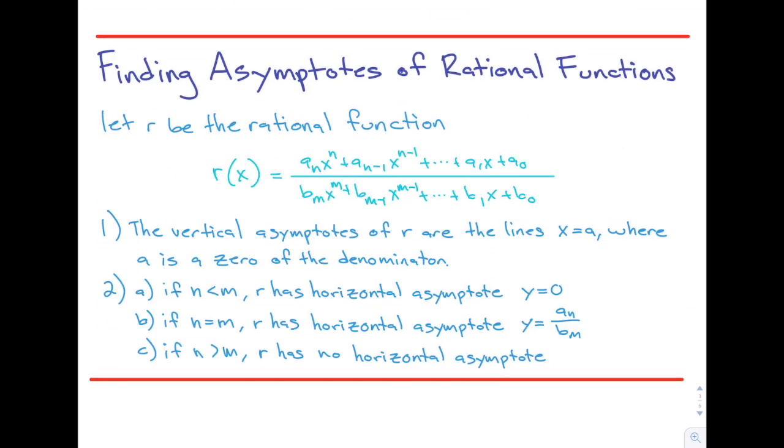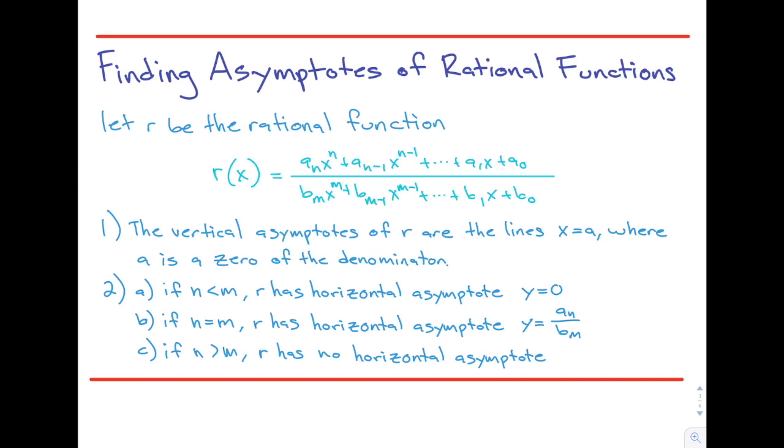To find asymptotes of rational functions, we look at whatever our rational function is, with an arbitrarily complex polynomial in the numerator and another arbitrarily complex polynomial in the denominator. The vertical asymptotes, like I said, we get by factoring the denominator to find all the zeros. For the horizontal asymptotes, if the degree of the polynomial in the numerator is less than m, then the rational function r has a horizontal asymptote y equals 0.